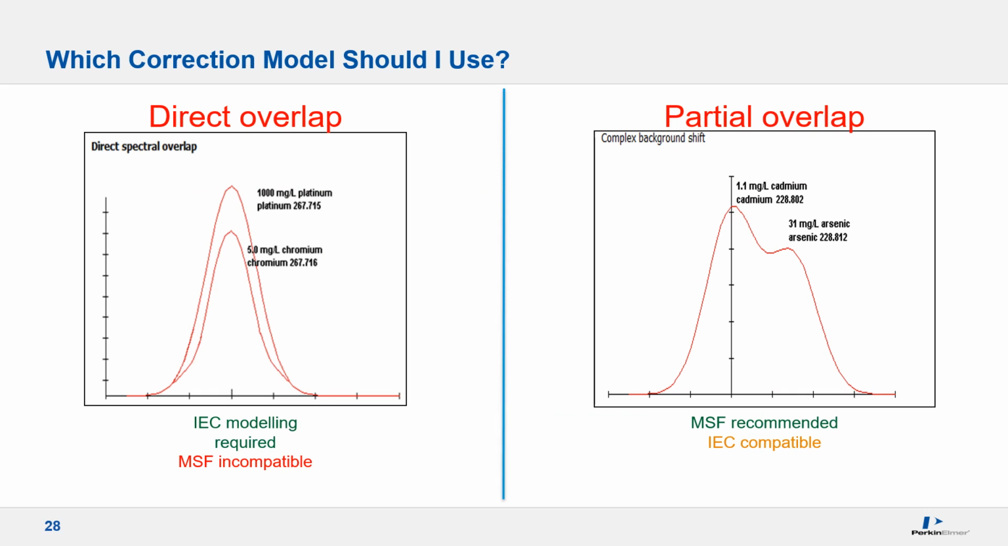We have now discussed the power of MSF models and how to create and implement them in your method. Returning to the slide from earlier, what if you have a direct spectral overlap and cannot employ the power of MSF? Interelement correction models must then be used. Let's discuss how to build an IEC model.